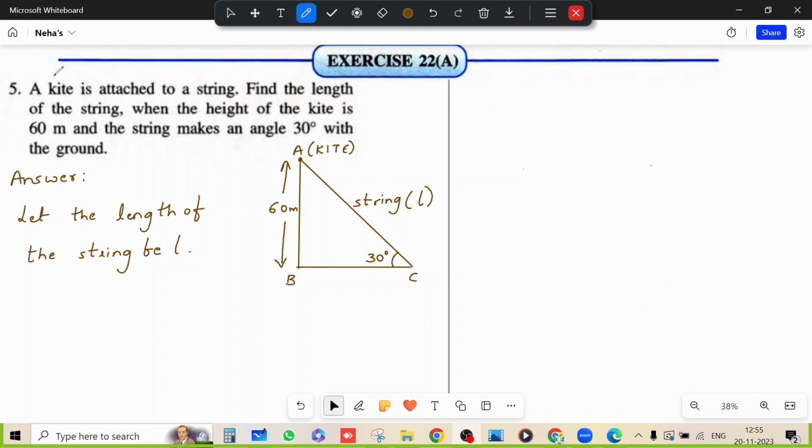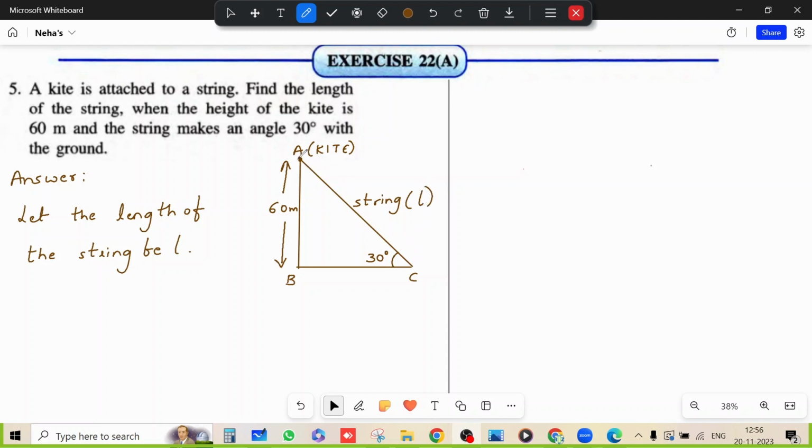Question number 5 is, a kite is attached to a string. Find the length of the string when the height of the kite is 60 meter and the string makes an angle 30 degree with the ground. So here let us assume that point A is the kite and AC is the string. So we have to calculate the value of AC as it is representing the length of the string.